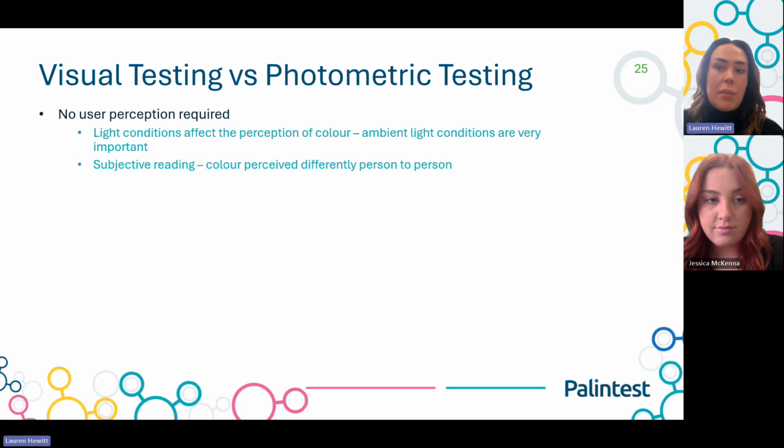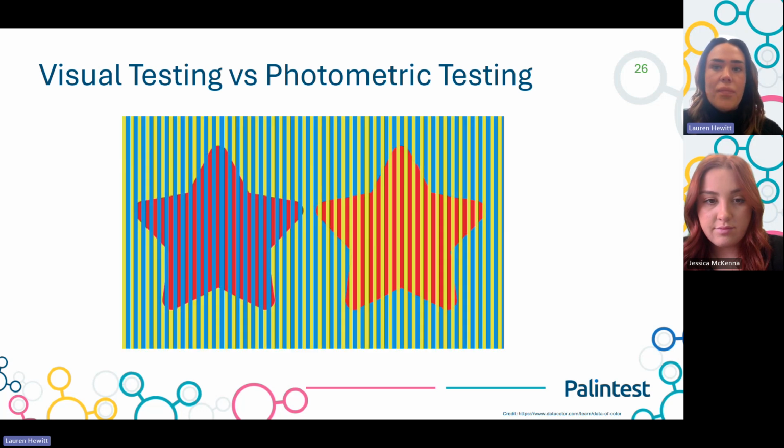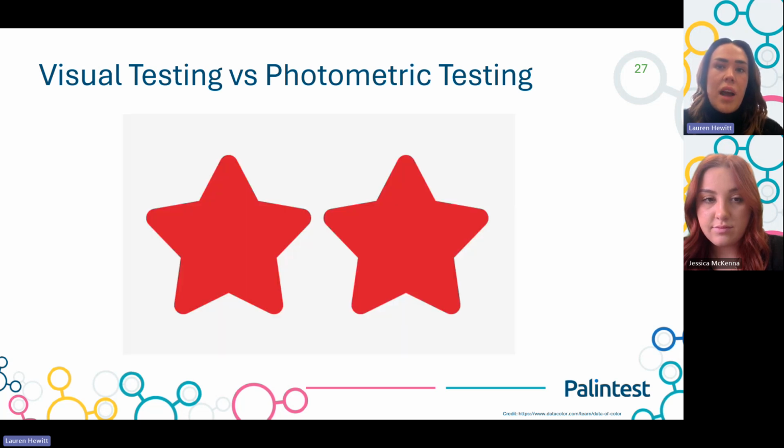I have a couple of examples to show this. If we use this example here, when looking at the image, the two stars appear different shades of red. However, if you take away the background colour, they're actually the same, showing that the surrounding environment can have a big impact on how you see colour.